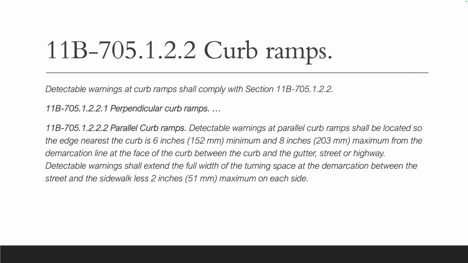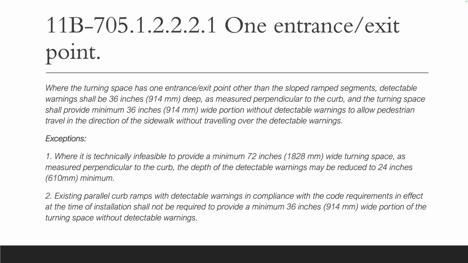So let's keep going. Oh, and the other half is saying that the detectable warning has to be the full width of the turning space of our curb ramp, except you can have 2 inches without detectable warnings on either side. So typically you have curb ramps, parallel curb ramps with only one entrance and exit point.